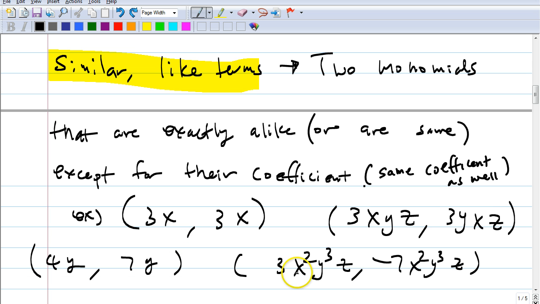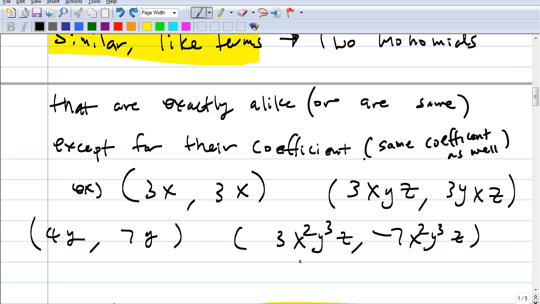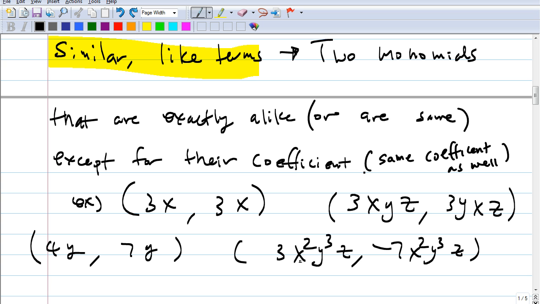And then, like here, 3x squared y cubed z and negative 7x squared y squared z, right? They look exactly alike except for their coefficient, isn't that right? Okay. So this is how the book describes it, and it makes sense to us, doesn't it? The book does it carefully, because if you're not careful, the definition might mean something else. So it's two monomials that are exactly alike except for their coefficient. It doesn't mean they have to have different coefficients every time. They could have the same coefficient or different, doesn't matter. Right? Any question?